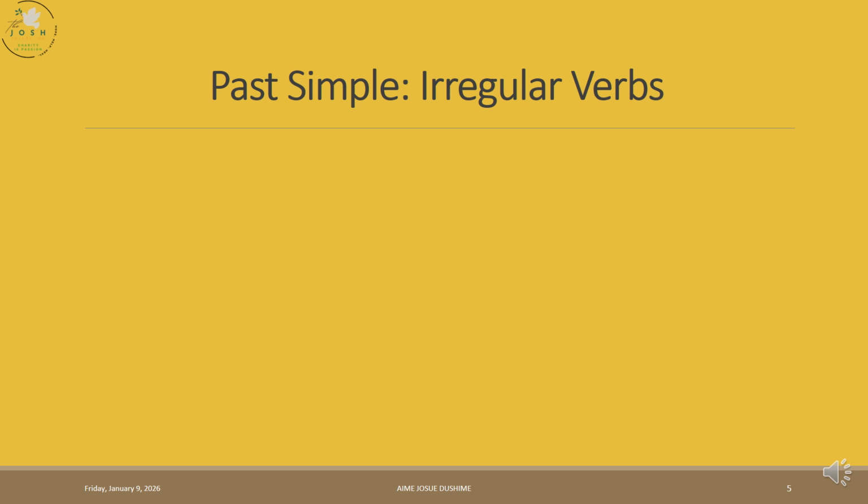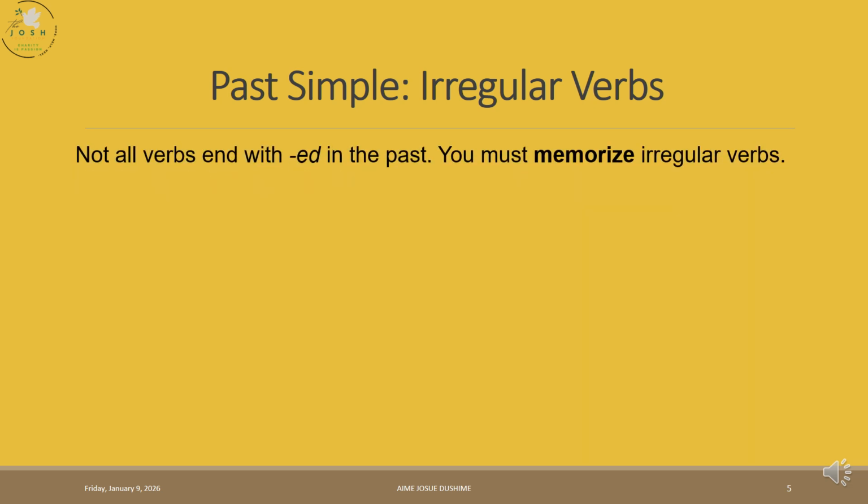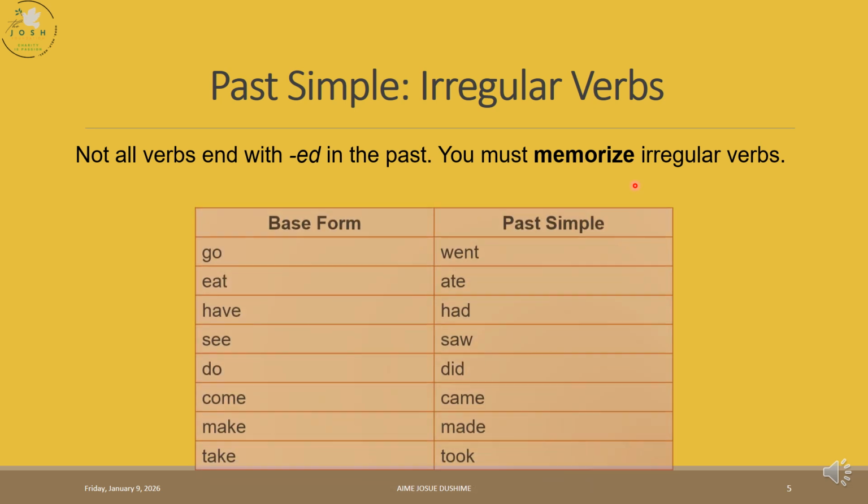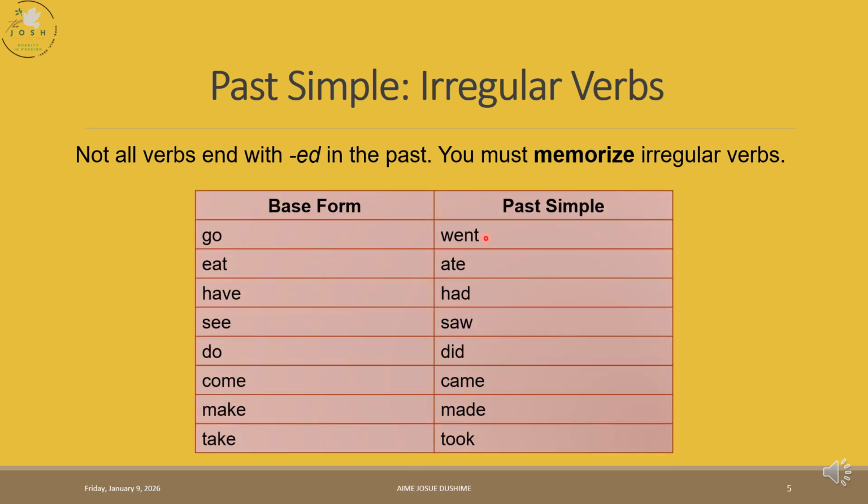Let's go to what we call the irregulars. I like to tell my students that these irregular verbs don't follow the ed rule. The simplest way of knowing them is to memorize the irregular verbs. If you don't memorize them, you can never know them. Like we have go, went; eat, ate; have, had; see changes to saw; do, did; come, came; make, made; take, took.